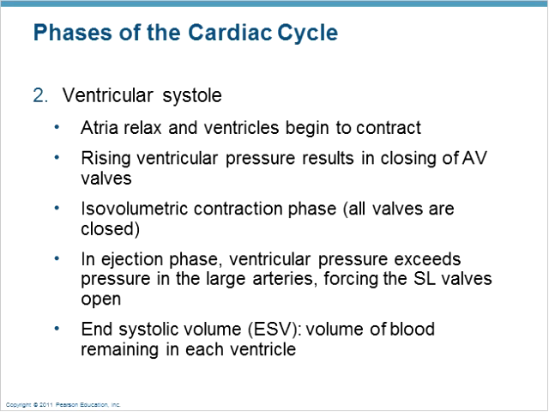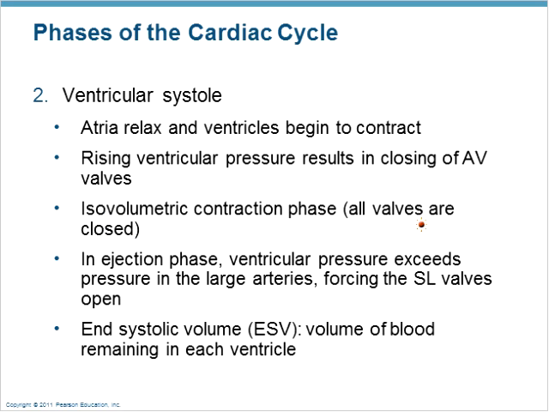During ventricular systole, the atria relax and the ventricles begin to contract. The rising ventricular pressures in the left and right ventricle result in the closing of the AV valves, the mitral and the tricuspid valves. In the isovolumetric contraction phase, all valves are closed.